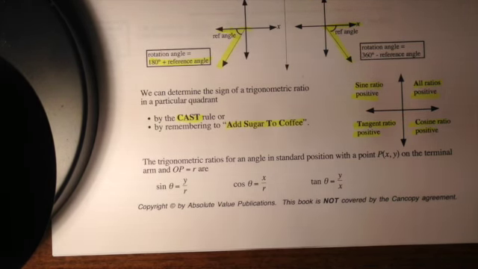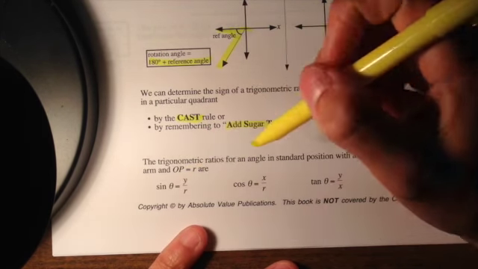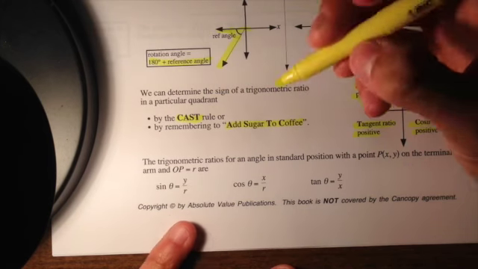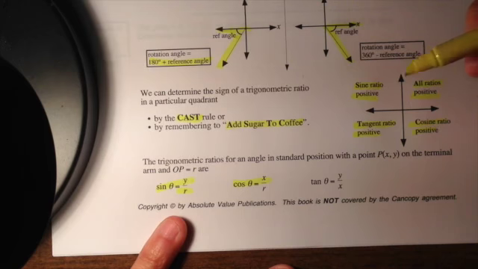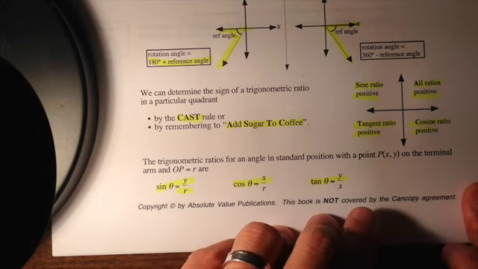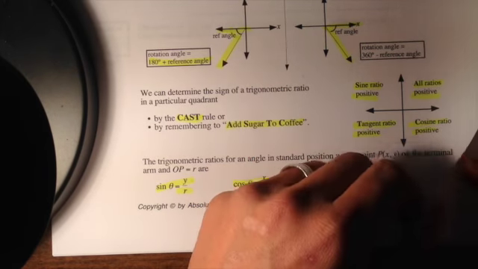Finally, the last thing we need to remember, and what we're going to use in this lesson, are all of our trig ratios. So sine theta is equal to y over r, cosine theta is equal to x over r, and tan theta is equal to y over x. So let's move on to example number 1.